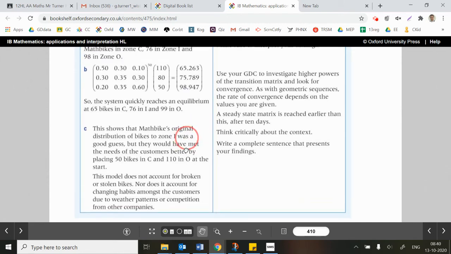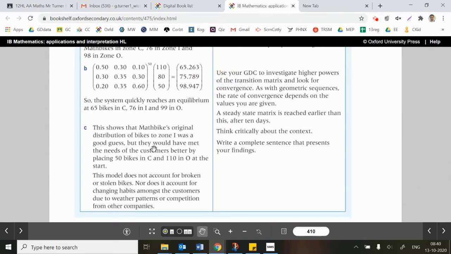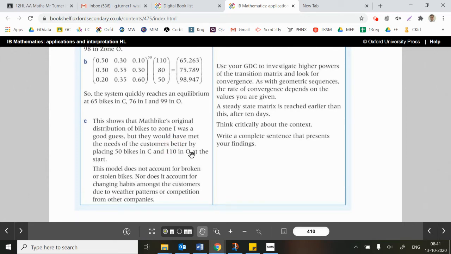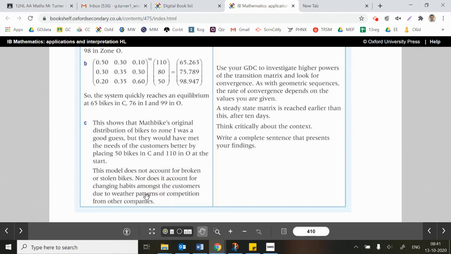Okay, so the comments they're giving to answer how they should reflect: I think they say they would have met the needs of the customers better by placing the 50 bikes here and the 150 bikes here. Perhaps. Otherwise you could have put exactly these bikes in the certain areas if they knew these probabilities to be true in the first place. It also says the model does not account for broken or stolen bikes, nor does it account for changing habits amongst the customers due to weather patterns or competition from other companies, and potentially changes in daily habits as well.